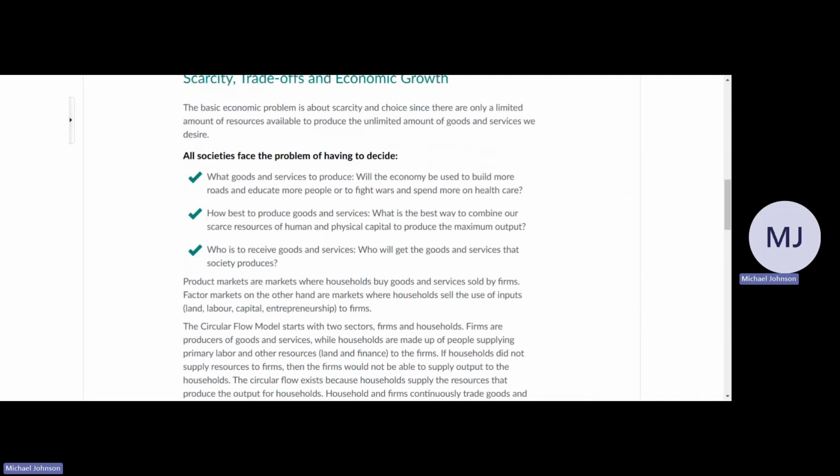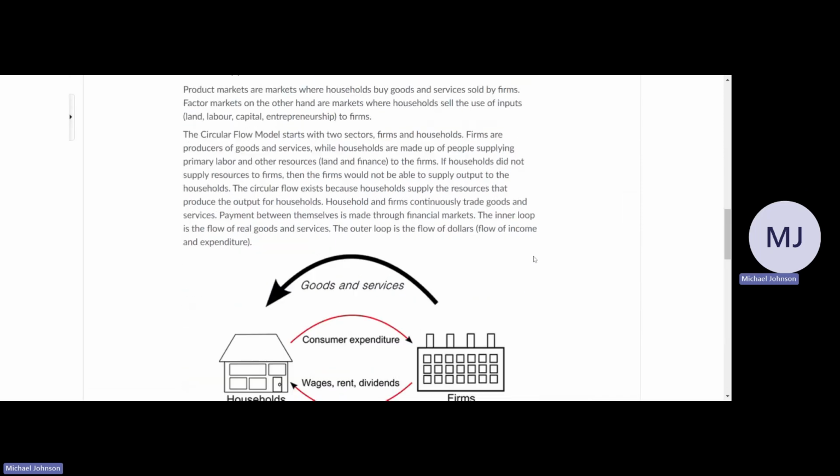Would the economy be used to build more roads and educate more people, or to fight wars and spend more on healthcare? How best to produce goods and services? What is the best way to combine our scarce resources of human and physical capital to produce the maximum output? Who does receive goods and services? Who will get the goods and services that society produces?